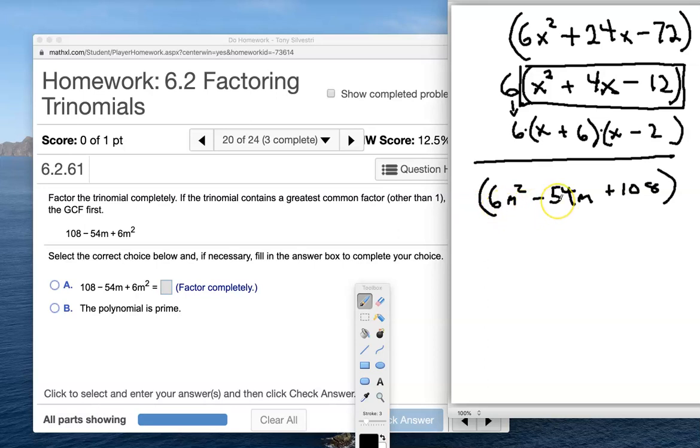Can 6 go into 54? Yeah. Can 6 go into 108? It does, because 108 is simply twice 54. If 6 goes into 54, it'll have to go into 108, so it's got to go in evenly. The long and the short of it is 6. I can pull out a 6 because it divides evenly into those numbers. And you're left with an m squared. Divide everything by 6. 9m plus 18.